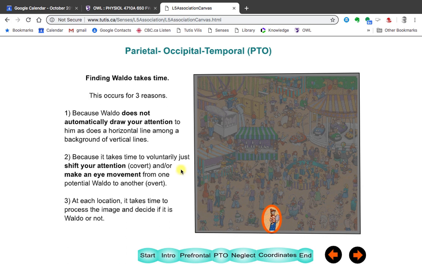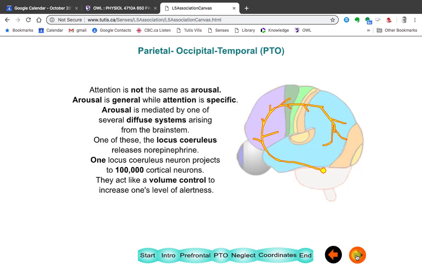And you can shift your attention either covertly, without moving your eyes. So you just look at one person and shift your attention to somebody else while looking at that same person. Or you can do it overtly by making an eye movement to it. But both those functions take time. And then it takes time when you're either overtly or covertly attending to it to decide, is that Waldo? So if not, then you have to look at something else.